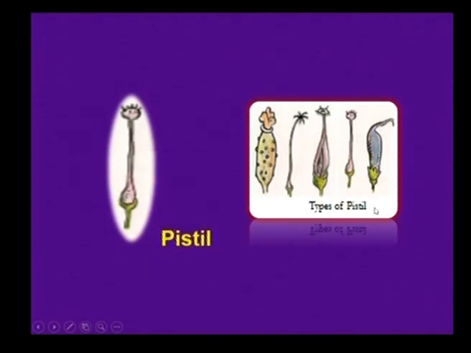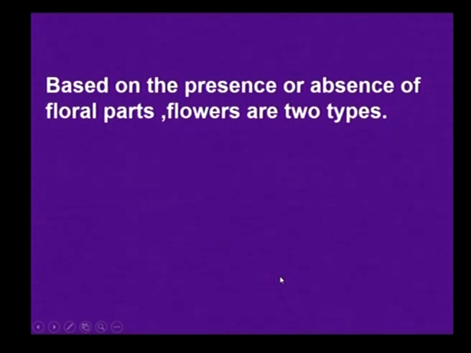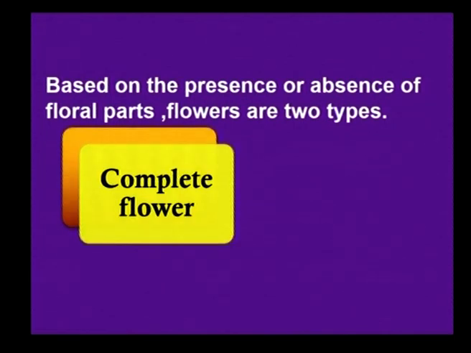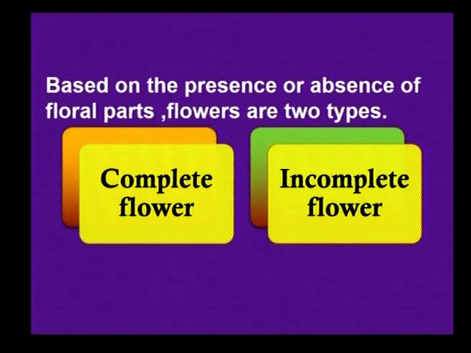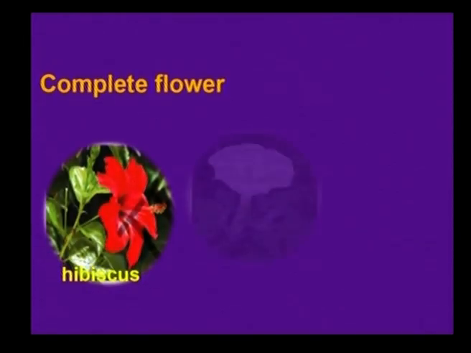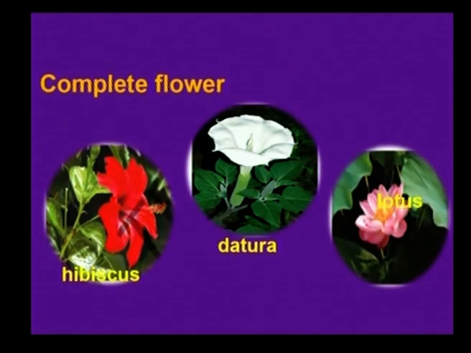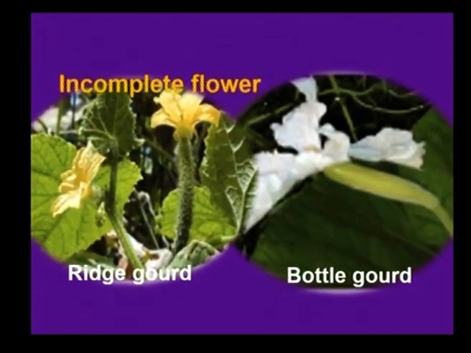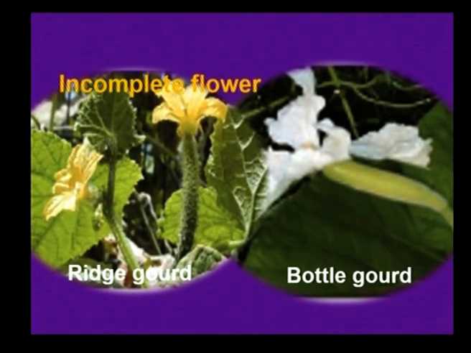You can see the different types of pistils present in different flowers. Based on the presence or absence of floral parts, flowers are divided into two types: complete flowers, which have all four whorls, sepals, petals, calyx and corolla. An incomplete flower is a flower in which any one whorl is absent. Examples for complete flowers are hibiscus, datura and lotus. Examples for incomplete flowers are ridgegourd and bottlegourd.